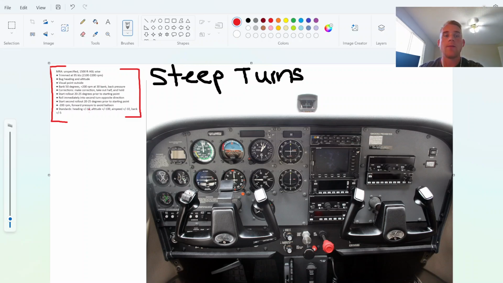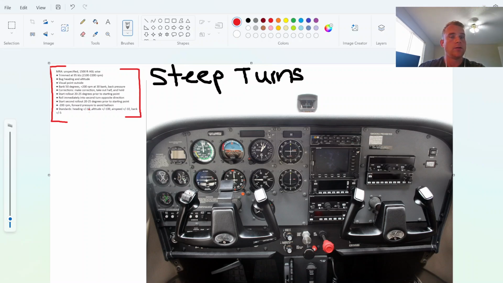At this point in time, you've already done your clearing turn, right? I hope to God you've already done your clearing turn, because if you don't, that's an automatic fail. I want you to look at the horizon, and I want you to pick a point that's very far away, maybe a snowy peak, maybe some rolling hills, maybe a distinct part of the mountain. Bug your heading, call out your altitude. So starting, I call it out. I say starting my steep turn at 5,000 feet.